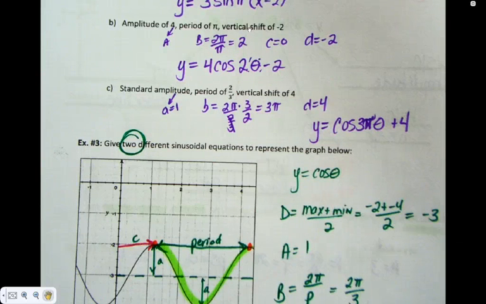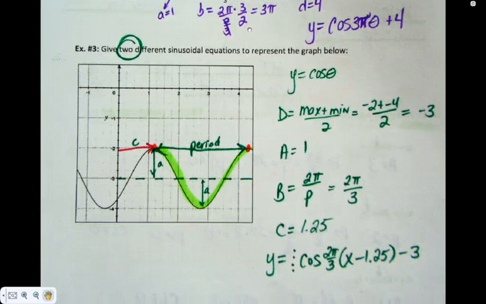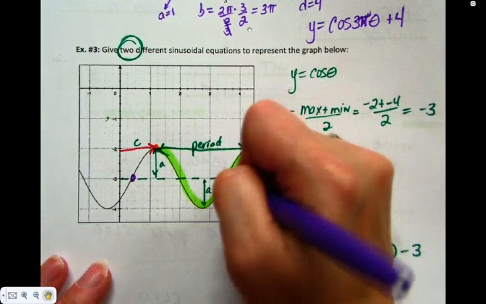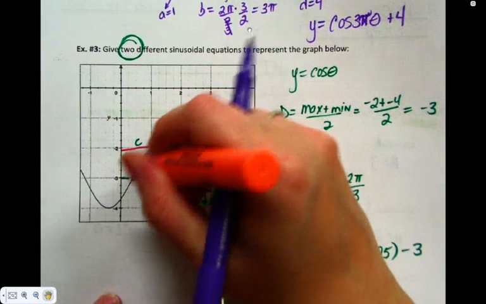I'm going to switch colors to do my second one. I'm starting all over. I'm going back to step 1. Step 1 is mark some endpoints. I'm going to pick this one that's right on the center line until it repeats back to the center line. Why did I pick that? Because it's a sine graph.